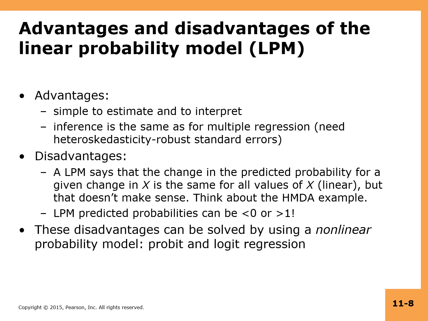And this may not necessarily make sense because if your PI ratio is already really, really high, then your probability of being denied is not going to change much, if any. But if your PI ratio is kind of low, so say your PI ratio is 0.3, and then it increases to 0.4, maybe this would increase the probability of being denied much more. So we can see that in this particular case, having a linear model may not necessarily make sense.